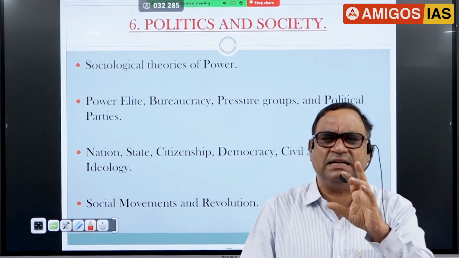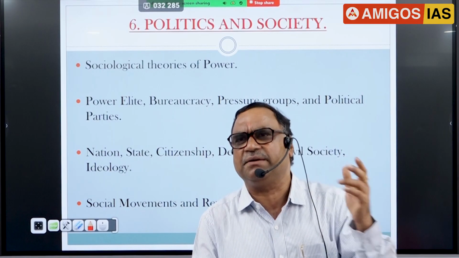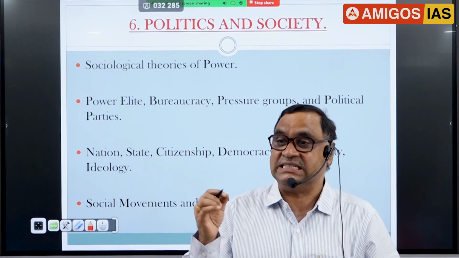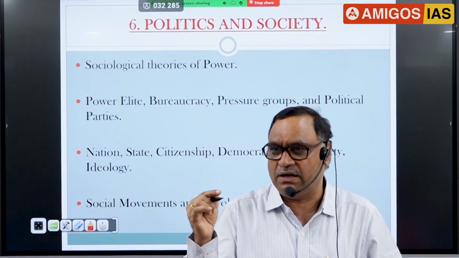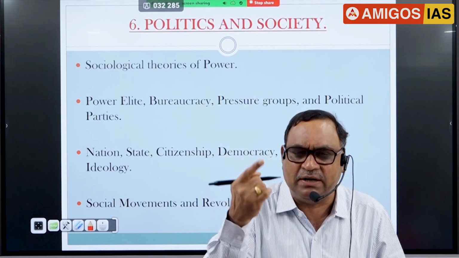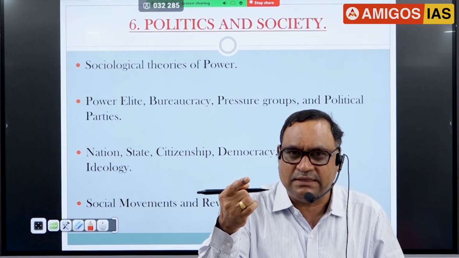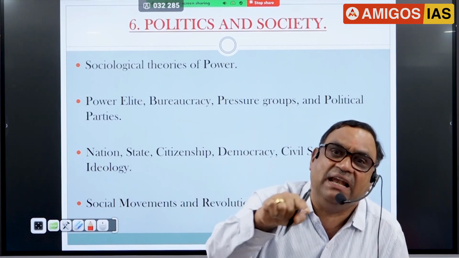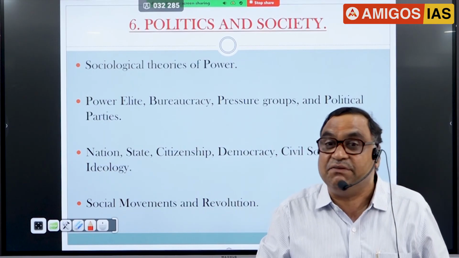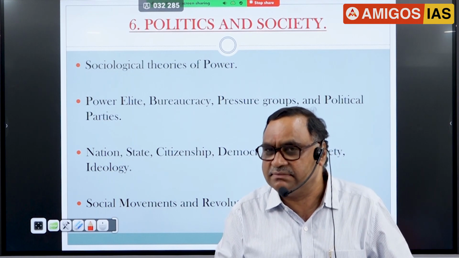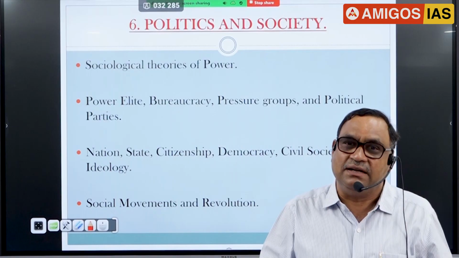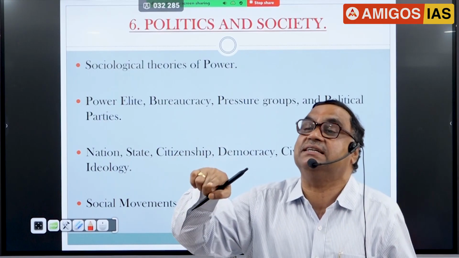And power is defined by many sociologists in a different way. But simply, what is power? Capacity of an individual or a group to lead the people in a particular direction, even against their will. That is called power. And there are different sources of power. Then authority. What is authority? Legitimization of power is authority.